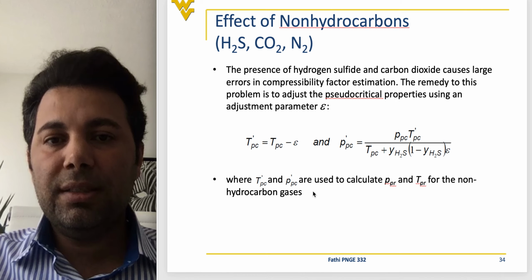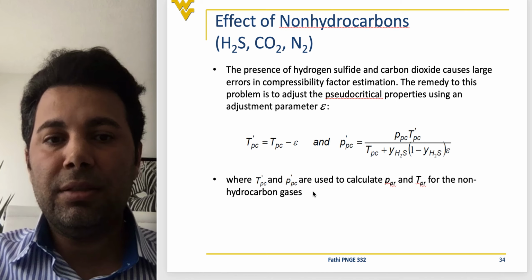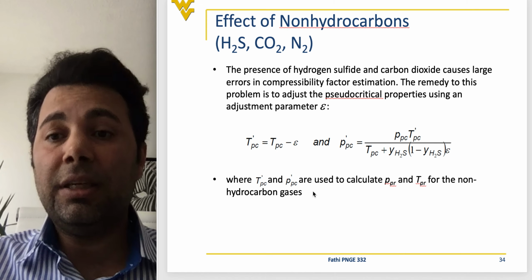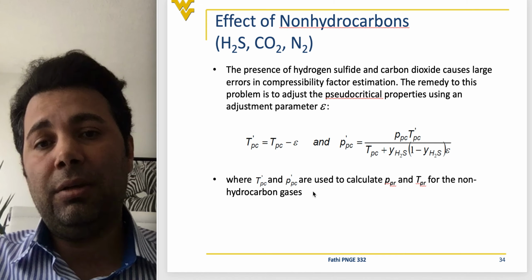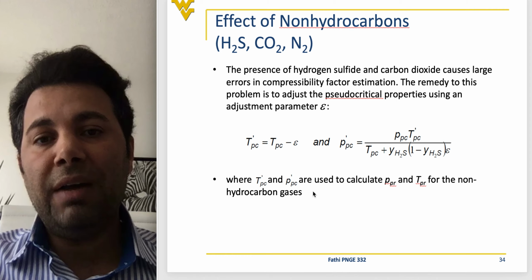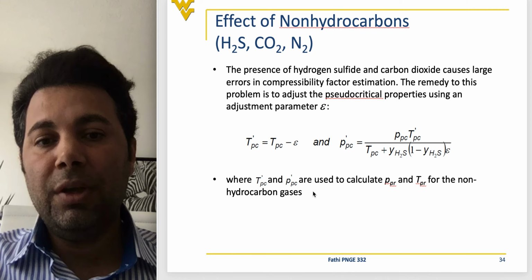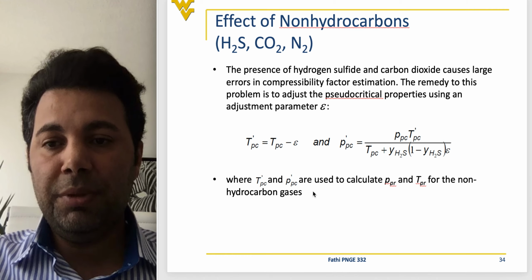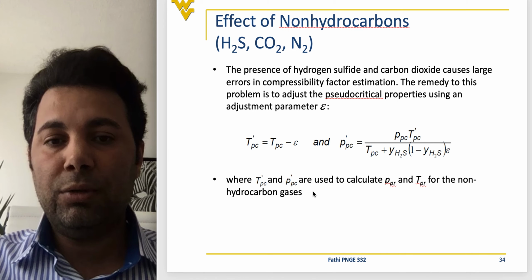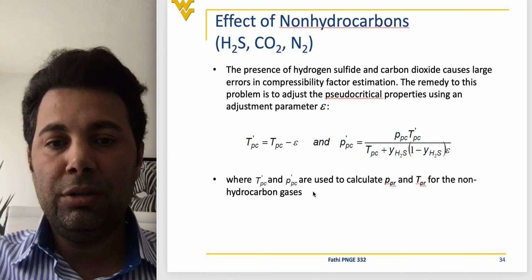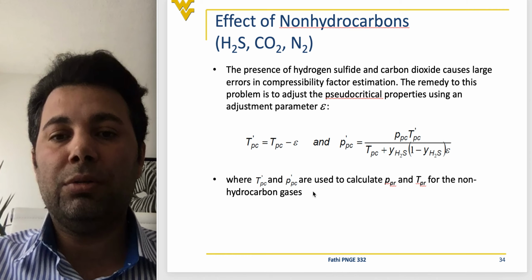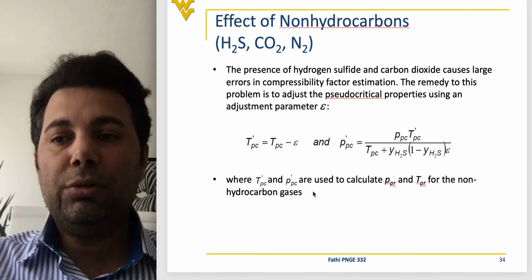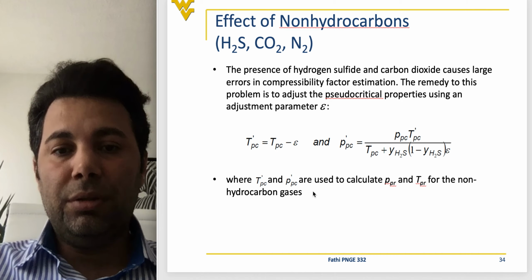For these calculations, H2S and CO2 can significantly affect your Z factor calculations. So if we do have H2S and CO2 in our system, at the end when we find our TPC and PPC, the critical temperature and pressure, before we use those to find our reduced pressure and reduced temperature, we need to perform the corrections for non-hydrocarbon components. The correction is in terms of the temperature, okay?